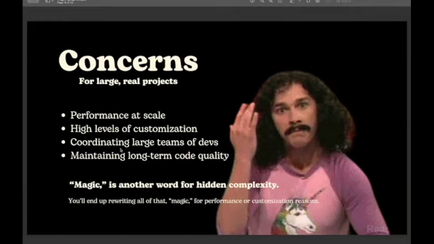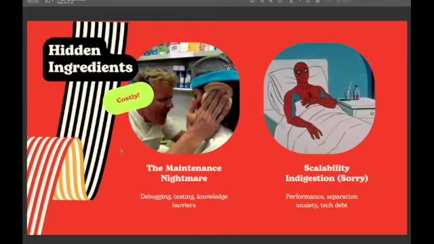And so for me, when I see the word magic, when I see 'it just works, no routes, no nothing,' to me, that's another word for hidden complexity. You'll end up rewriting all of that magic, inevitably, because you'll end up with performance concerns or scalability concerns or customization issues, and you'll end up with a lot of regret because you took those shortcuts earlier on. So the hidden ingredients here are the maintenance nightmare, right? You're dealing with debugging and testing and knowledge barriers, and you're dealing with scalability and indigestion.